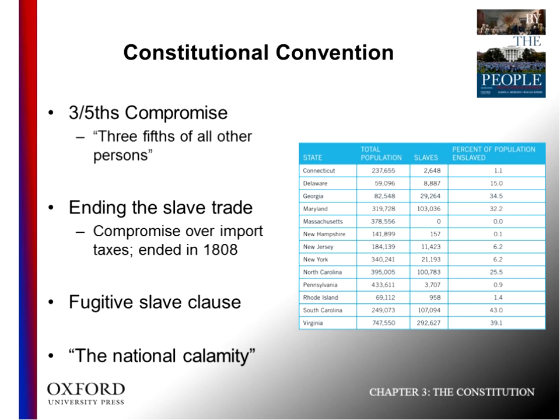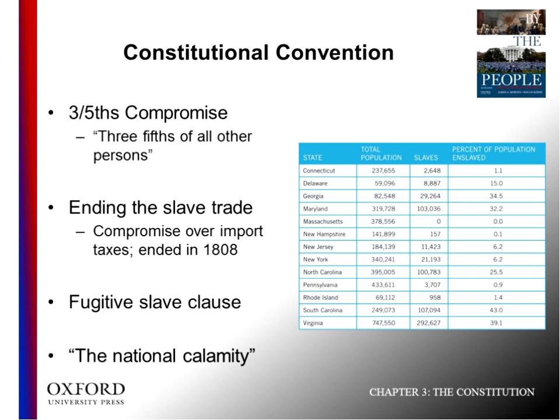What they meant by the three-fifths compromise was that for representation purposes, three-fifths of all other persons would count. Look at this table here, and you'll see that slaves constituted a significant part of some of the population. For example, in South Carolina, slaves are 43% of the population, which means if we didn't count the slaves, South Carolina would have a lot less representation in the House of Representatives. So it was in South Carolina's interest to make sure that slaves counted in the population so they would receive more representatives.